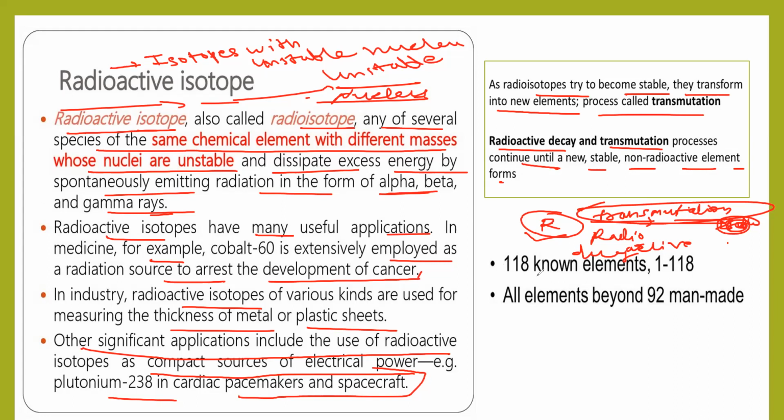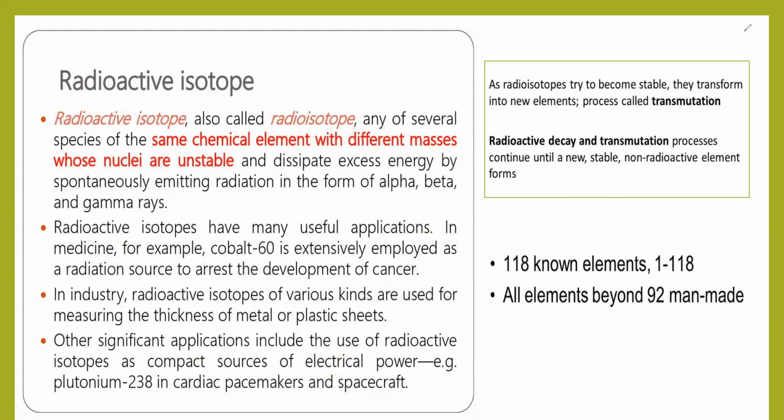as transmutation. There are 118 known elements, where after 92 all elements are artificial, transmuted, or man-made. So after 92 is uranium. Okay, so after uranium, all elements are man-made elements. They are not found in the Earth's crust.